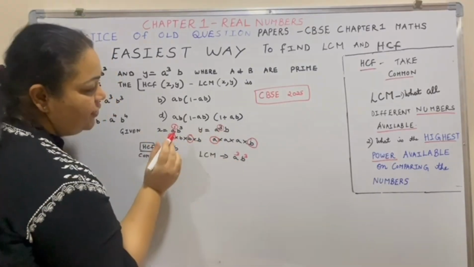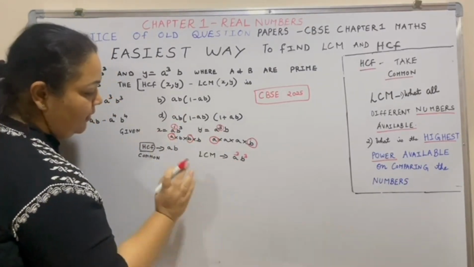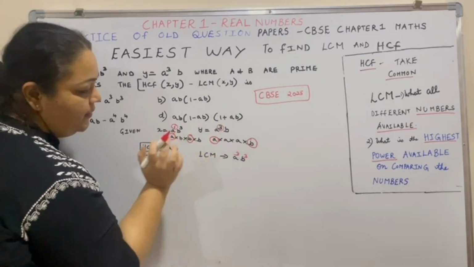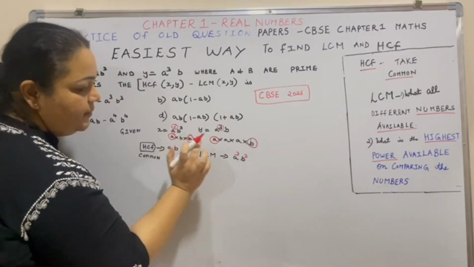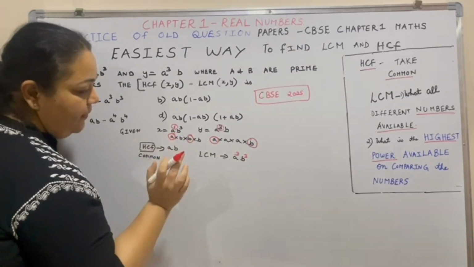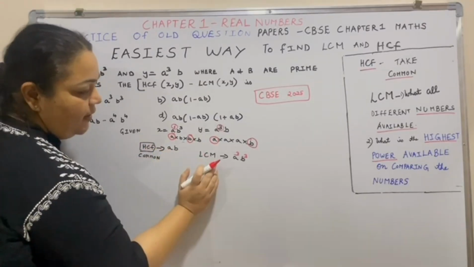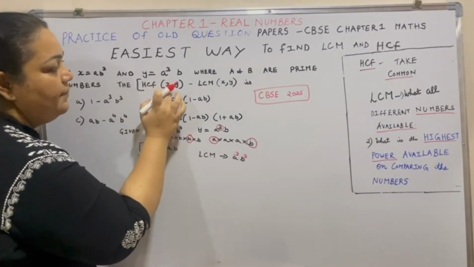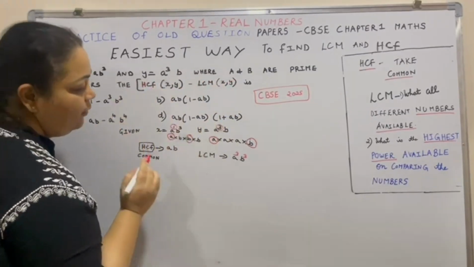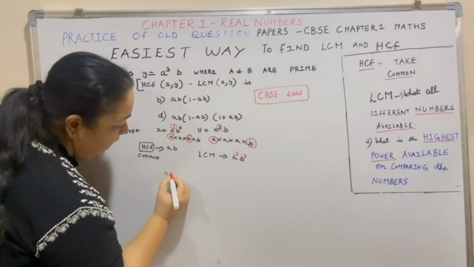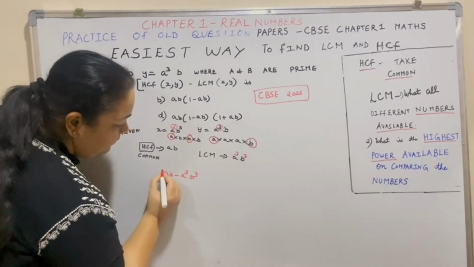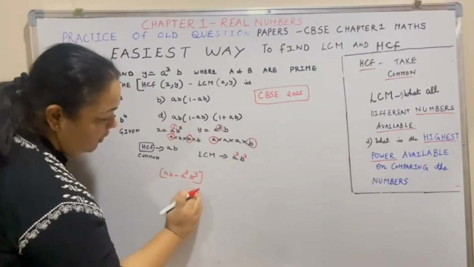Compare both the equations and get the highest power, that's all. In HCF you have to see the common. Only a and a is common, so I wrote a, and b and b is common, so I wrote b. So we found out what is HCF and LCM. Now they have given the expression HCF of x, y minus LCM of x, y, so ab minus a cube b cube. So we have to solve this equation.